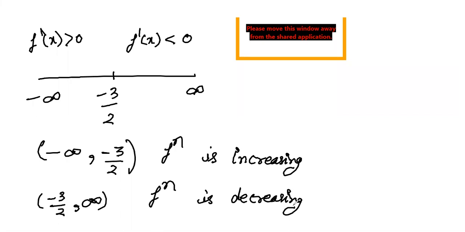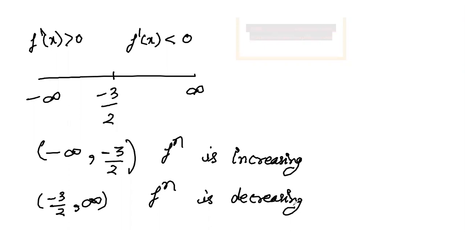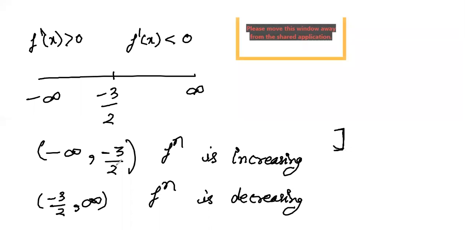And x equal to minus 3 by 2 is called a saddle point or critical point. That is why I have not used this type of bracket. This type of bracket is used for closed values. So minus 3 by 2 is not included. That's why this type of bracket is not used. Okay.